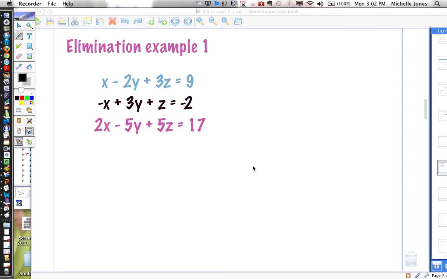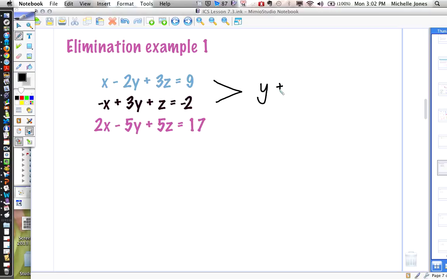So if we look at our blue equation and our black equation, the x looks like it can be canceled out. So let's go ahead and do that. If we cancel out our x and add the others together, we'll end up with y plus 4z equals 9 minus 2 is 7. So there's one equation.